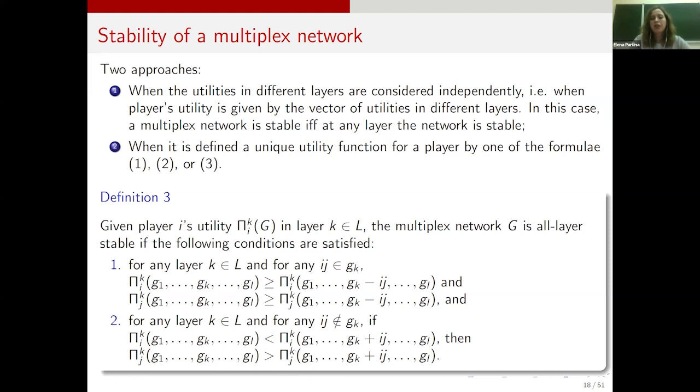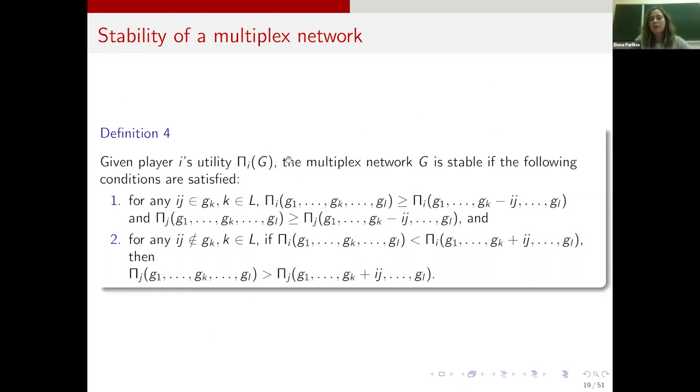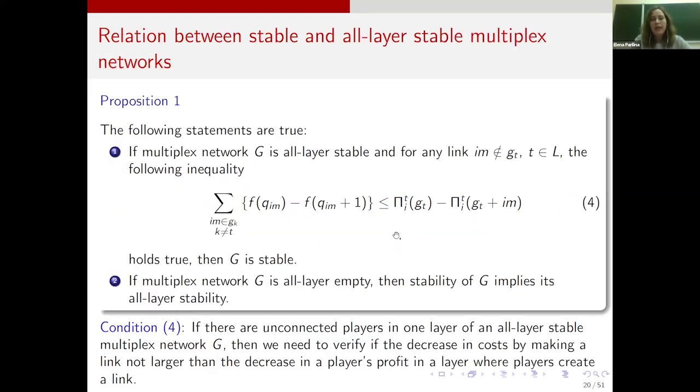The second approach, if we summarize the utilities in all layers, as I presented here, we have one utility function for the whole network. And this stability is the same as pairwise stability. We call network G stable if addition or deletion of a link is not profitable for the players. When we consider one utility, it is a number for any player. So we have two notions of stability for multiplex networks. And the first problem we examine is the relation between these two concepts of stability.